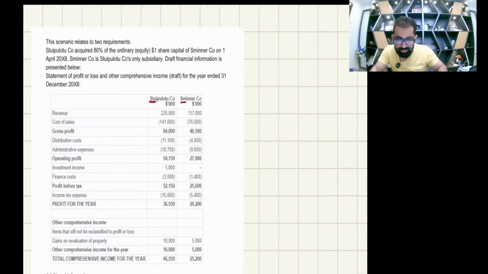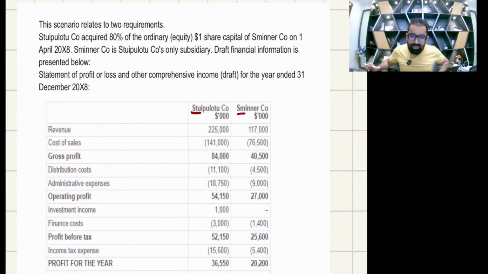Now let's start. ST company, the parent company, acquired 80% of the ordinary shares of SM company. The holding is 80%, which means the NCI is 20%. Very simple. On 1st April X8, this is the acquisition date. Your year end is 31st December X8, so it's going to be a part year acquisition.